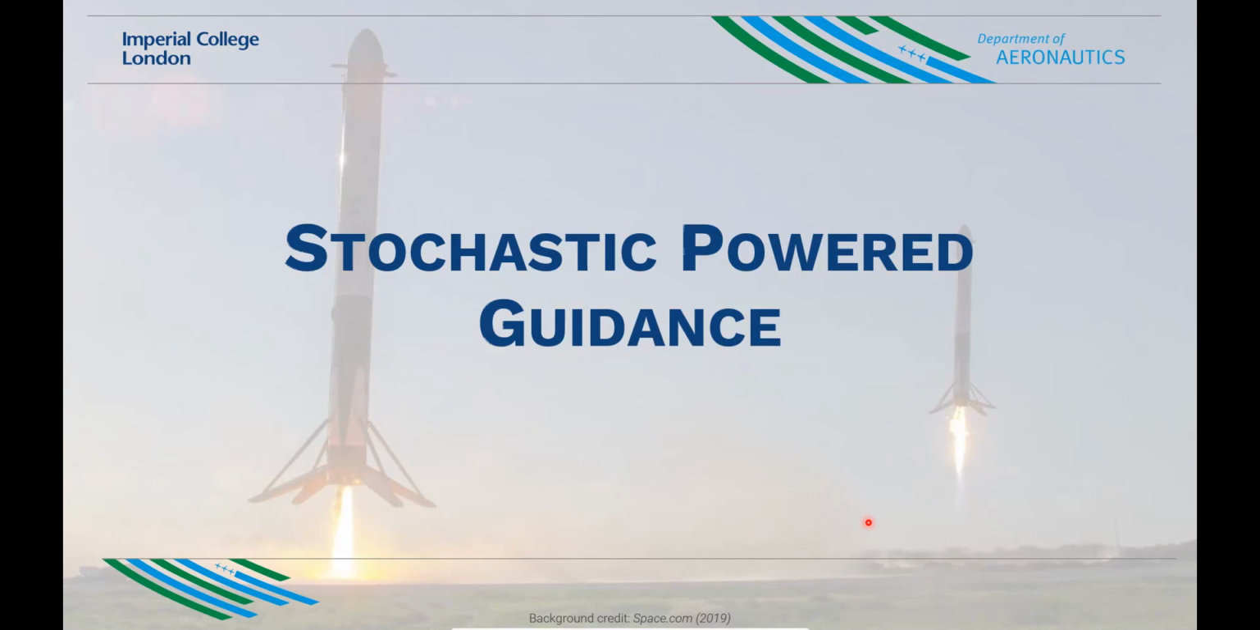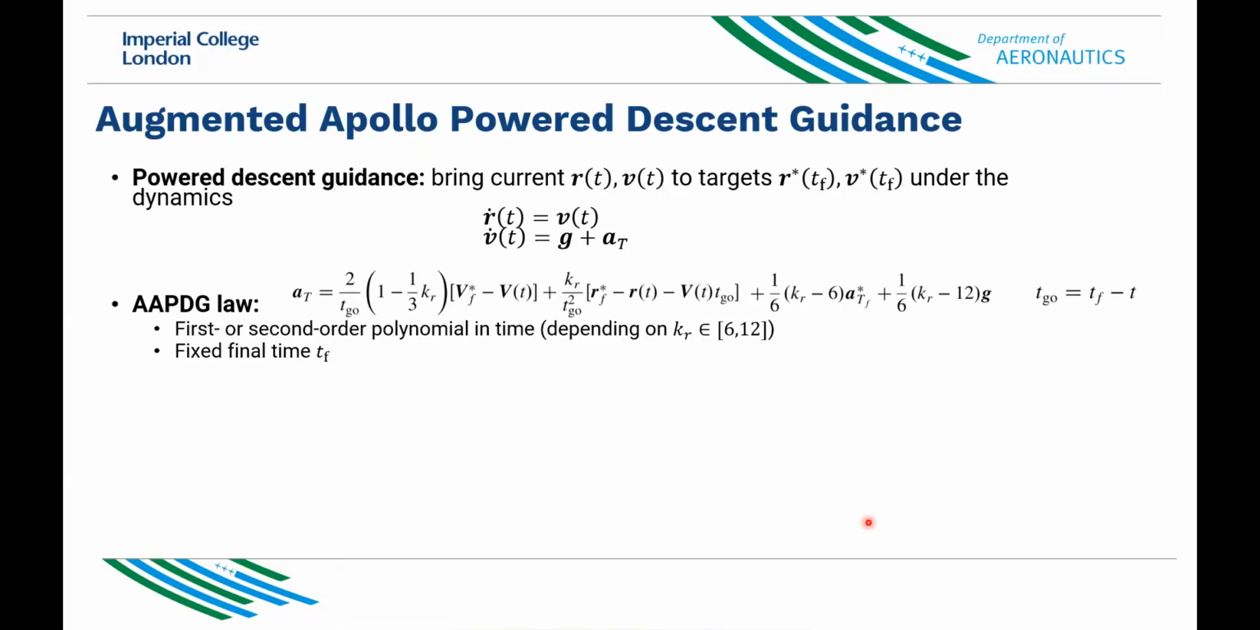Now, on the second part of the project, which is stochastic powered guidance. First of all, I'd like to introduce the powered descent guidance problem. In powered descent guidance, we assume to know the current position and velocity at time t, and we want to bring this state to a target state R star and V star at a certain time tf under these equations for the dynamics.